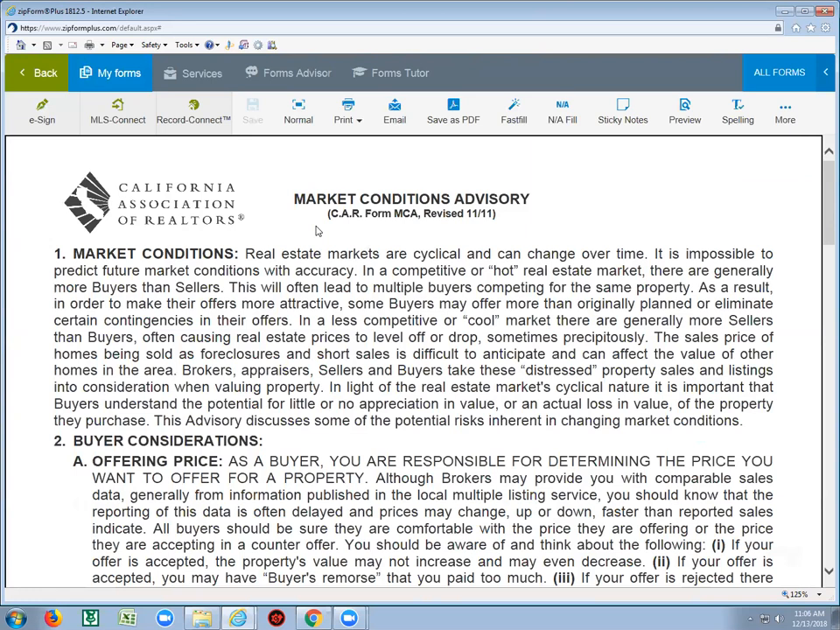Real estate markets are cyclical and can change over time. It is impossible to predict future market conditions with accuracy. Why? Because it differs city by city. Sometimes you have to look at the supply rate. There's no way we can predict the whole national housing market. Even NAR can tell you what the national housing market is, but there's no way we can predict that. Or even go by the state, it's too broad. Do the area, it's still too large.